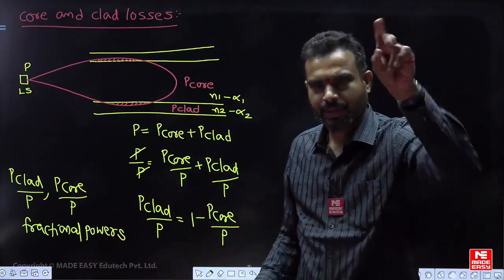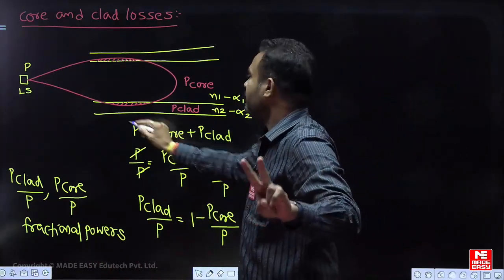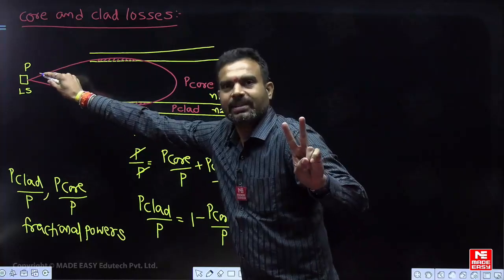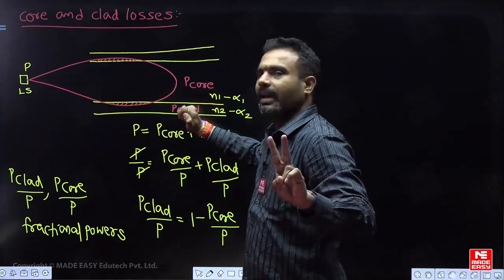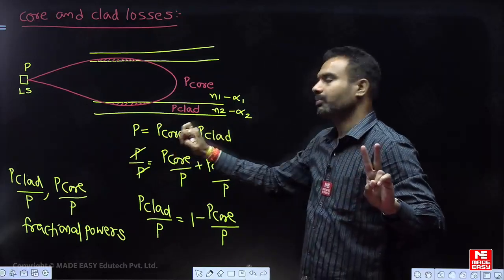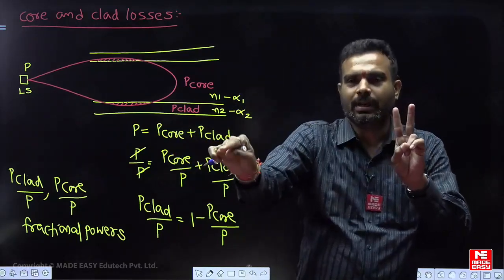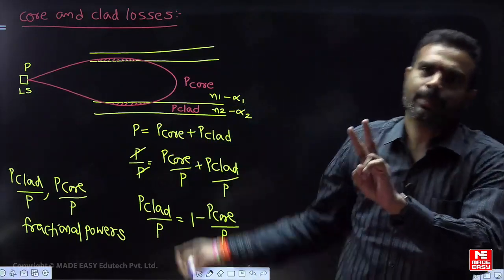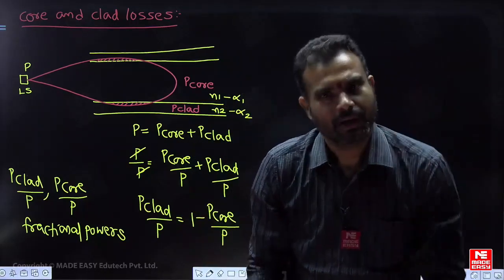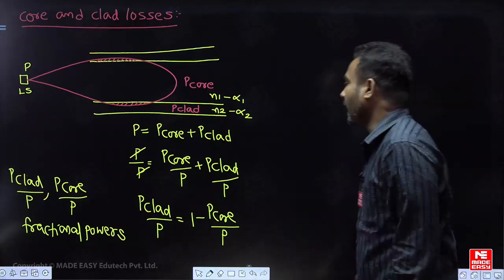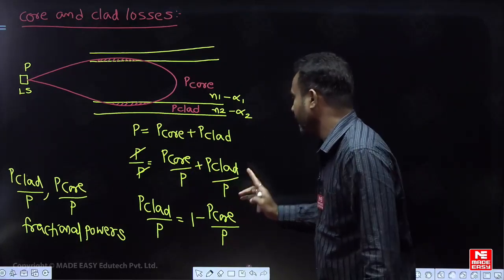So that is the first step. Second step: the power P that you are sending moves into the core and the cladding, a combination of those two. So total power P is the power present in the core plus the power present in the clad. Clear? Second point. Now in that point I am writing P core by P, P clad by P.